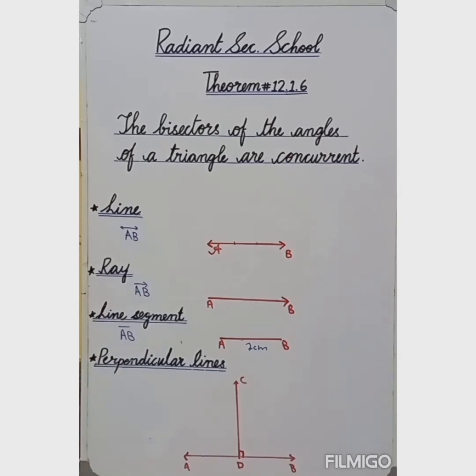The last one is perpendicular lines. When two lines intersect each other in such a way that they make an angle of 90 degrees, then these lines are called perpendicular lines. It is written as line AB is perpendicular to line CD. It means it makes an angle of 90 degrees with line CD.